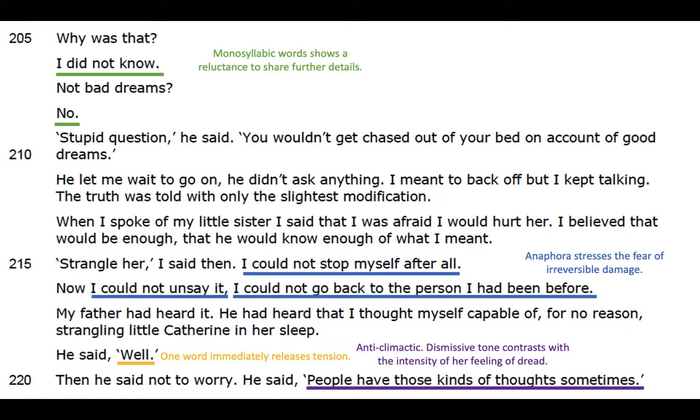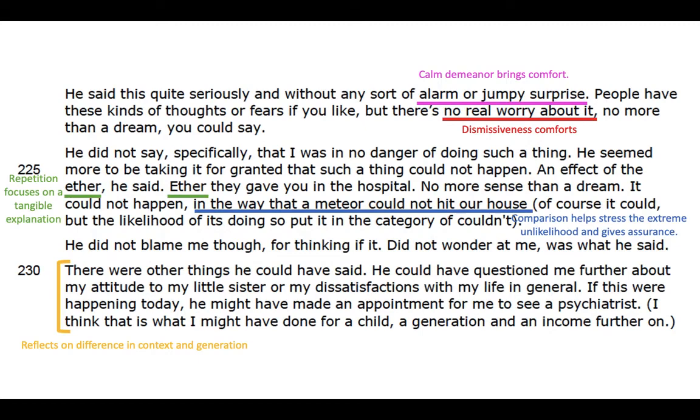So the dismissive tone contrasts with the intensity of her feeling of dread, and also the severity of what she's just told him as well. So it's quite shocking to see the way that he responds. And he has this really calm demeanour. He doesn't say it with any sort of alarm or jumpy surprise. There's no real worry about it. And that helps her. Ironically, that's the thing that helps. It's the complete opposite of what we're kind of told to do now, but it helped her.